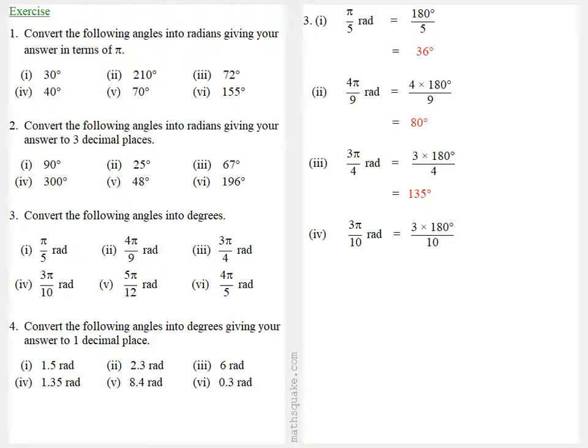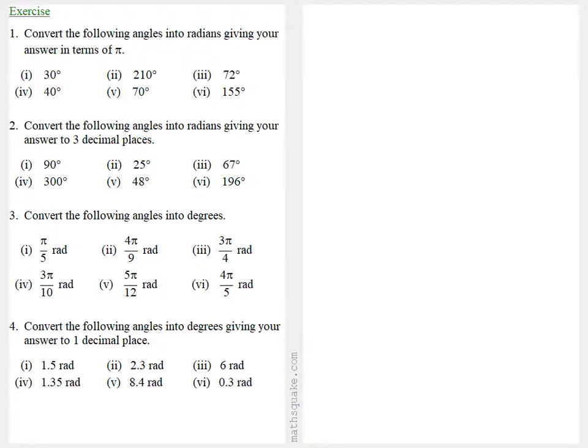3 pi over 10 becomes 3 times 180 degrees over 10, which cancels to 54 degrees. 5 pi over 12 radians becomes 5 times 180 degrees over 12, which becomes 75 degrees. And 4 pi over 5 radians becomes 4 times 180 over 5, which is 144 degrees.